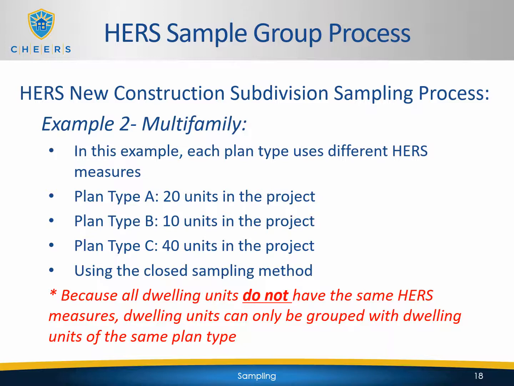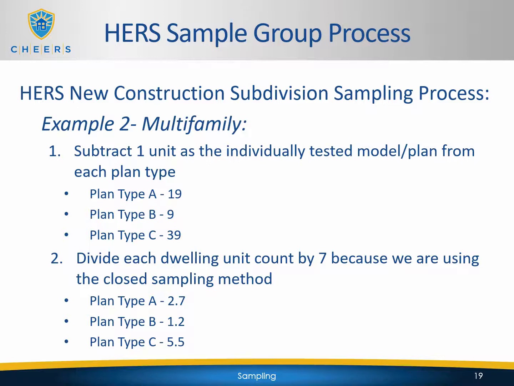Now these all will have a single model within them. So as you see on the next slide, we'll get into subtracting those, but we only have one model per building type. We'll also be using the closed sampling method, so 1 and 7, and we will not be able to group, as I mentioned, between building types.